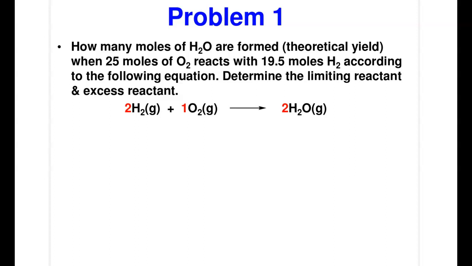Now, the first question says, how many moles of water are formed? It can be called the theoretical yield, or the maximum amount. No matter how the name is phrased, it shouldn't confuse you. It says that can be made or formed when 25 moles of oxygen react with 19.5 moles of hydrogen according to the following equation. It then says determine the limiting and the excess reactant.